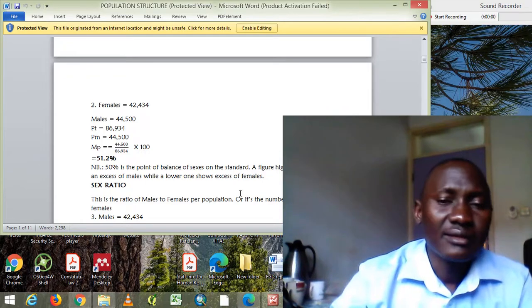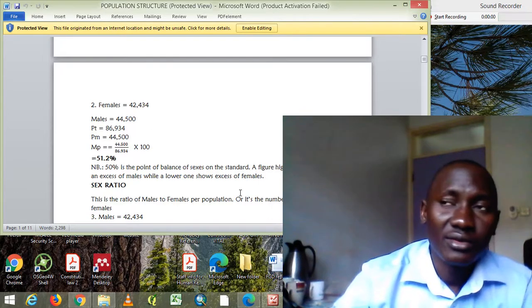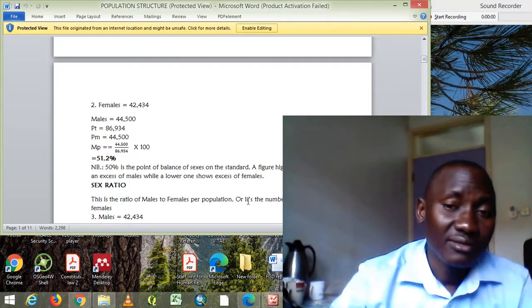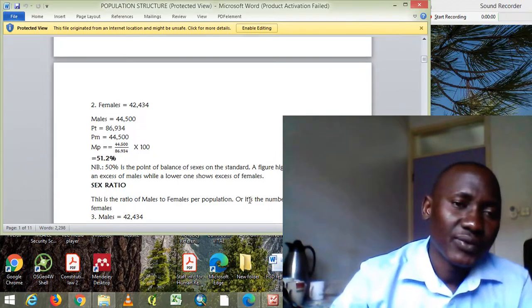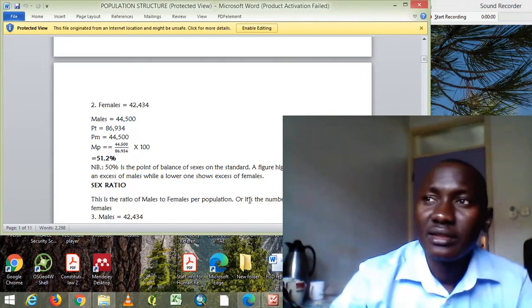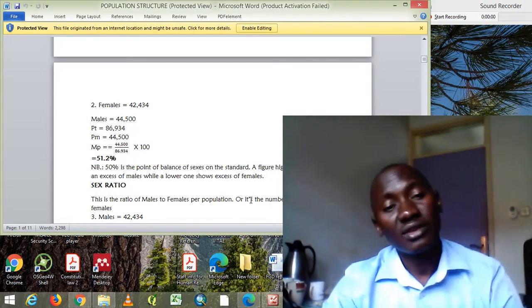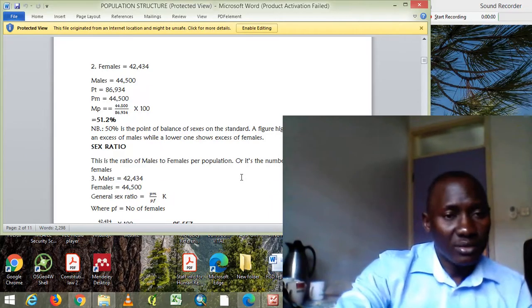A figure that is higher than 50% shows an excess of males. So the earlier figure, 43.5%, means that there is a deficit of males in that population. But once the figure goes beyond 50, then there is an excess of males. So that is one of the measures we use to measure the sex structure of a given population. And then the other measure is sex ratio.